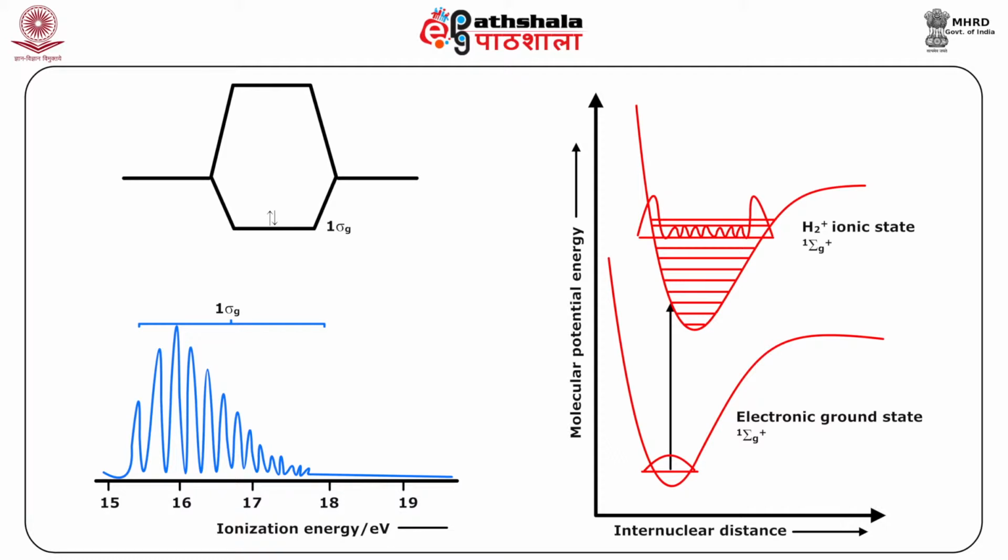The first line, as we have said, is observed at 15.41 electron volts, and after that you have some equally spaced lines, shown in the right side diagram of the figure. These lines correspond to the vibrational spacings of the hydrogen molecule ion, which is produced due to ionization.